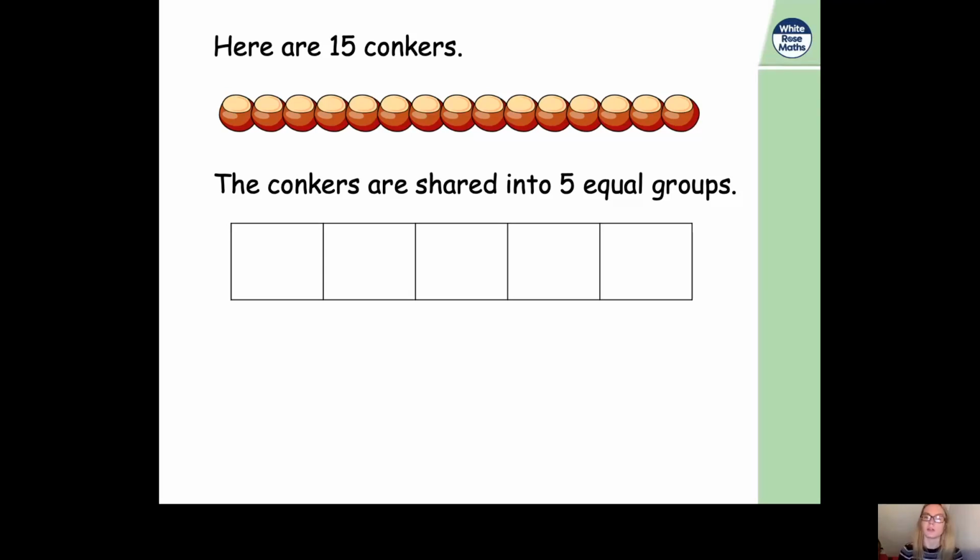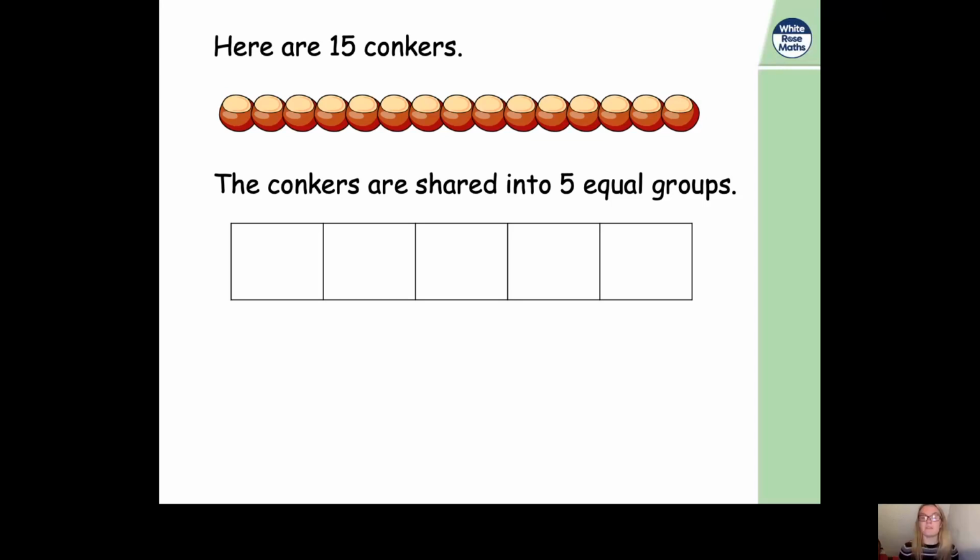The conkers are shared into 5 equal groups. So let's pick out the key words in this sentence. Well, it says the conkers are shared. So therefore, we know that we need to share the conkers. We need to use the method of sharing, not grouping. And it tells us we need to share them into 5 equal groups.